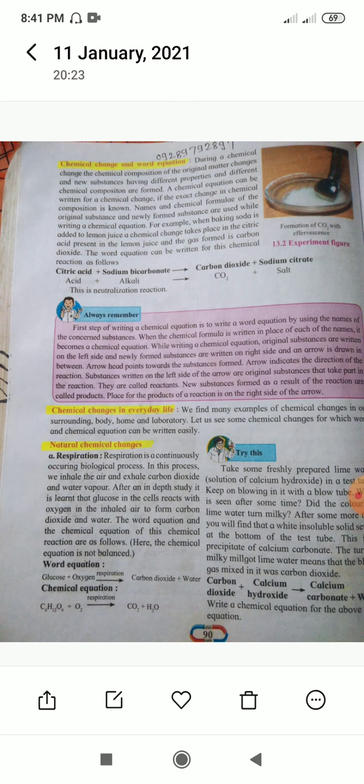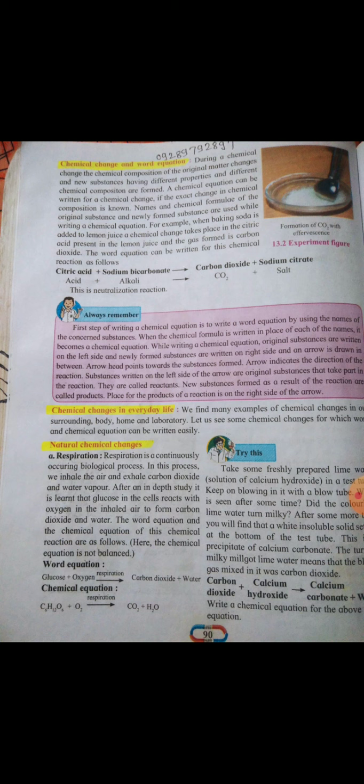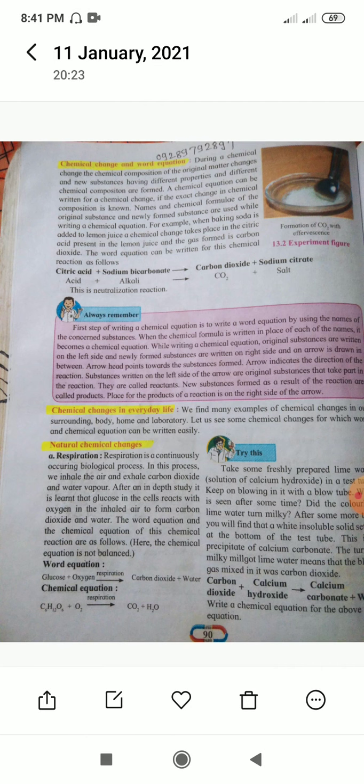substance. Means when we are going to write the chemical equation, then we have to use the name of that substance. When the chemical formula is written in place of each name, it becomes a chemical equation. Means firstly write the chemical equation in word form. Then use the chemical formula for each and every chemical substance.